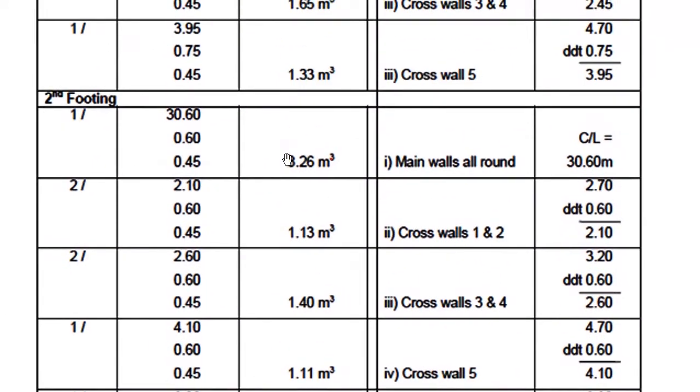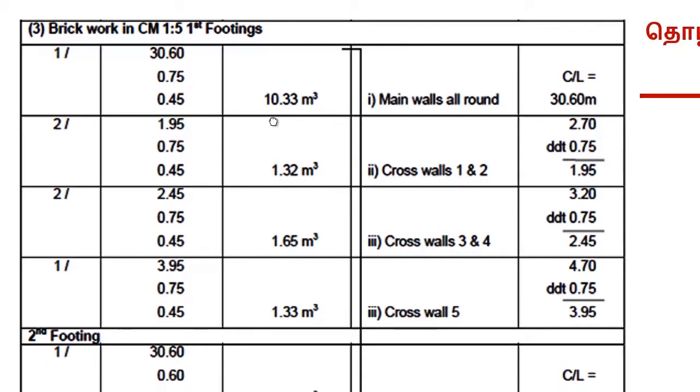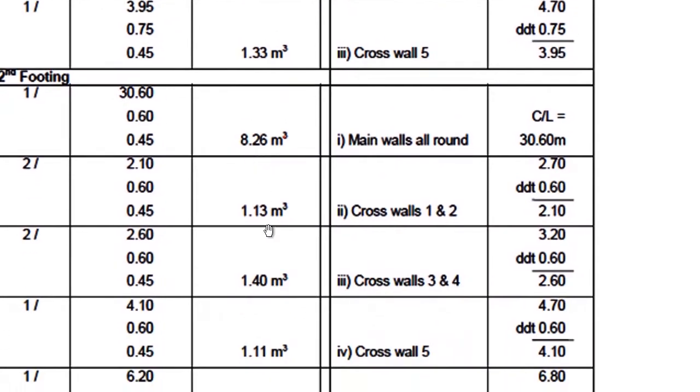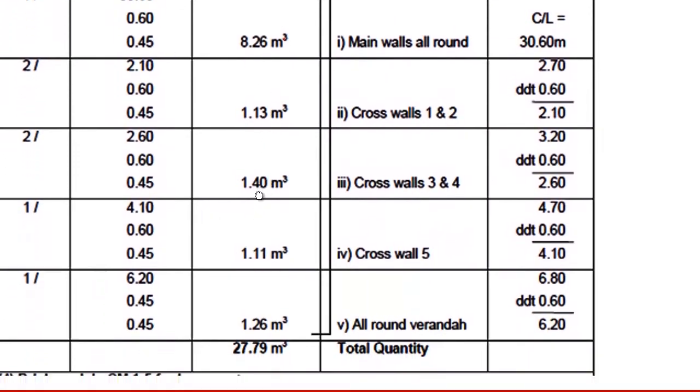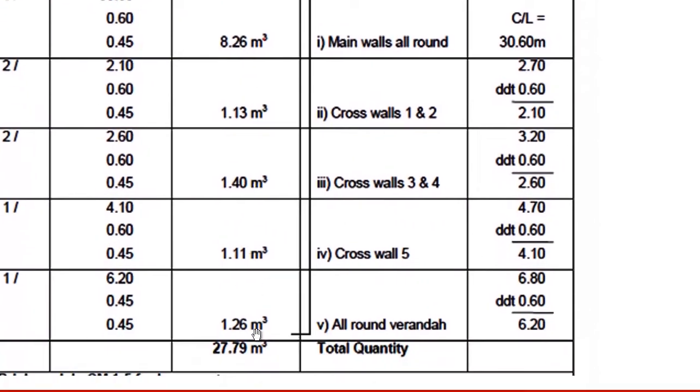Now we are adding all the values, that is first footing and second footing: 10.33, 1.32, 1.65, 1.33, 8.26, 1.33, 1.40 and 1.11 and 1.26. What is the answer? The total of the earthwork excavation value, that is 27.79 meter cube.